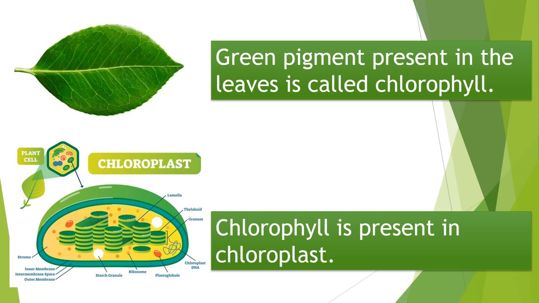So don't go through the details of chloroplast. You just remember these two points. The green pigment present in the leaves is called chlorophyll, and the chlorophyll is present in chloroplast.